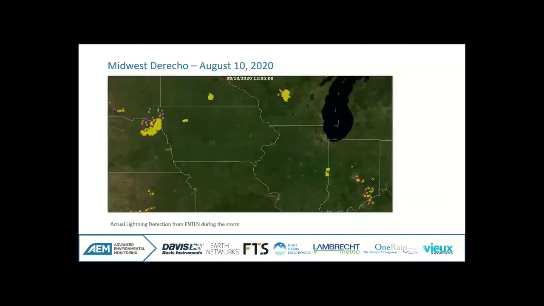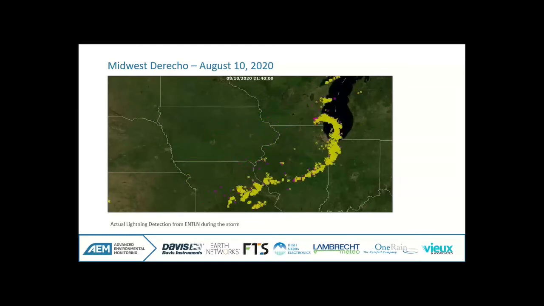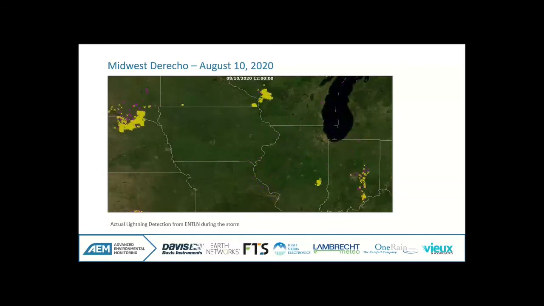Take a look at this dramatic lightning movie. This is from the derecho last year on August the 10th. It's about a 12 to 14-hour movie of lightning. And what you're able to see with the yellows depicting cloud to ground, the purple in cloud lightning, there's a prolific amount of lightning with this event.